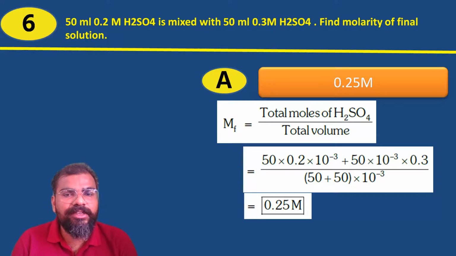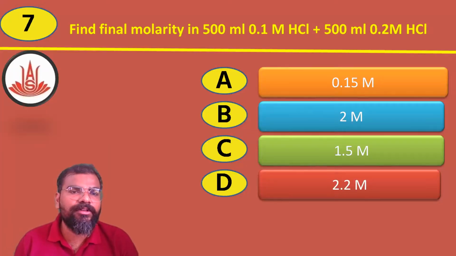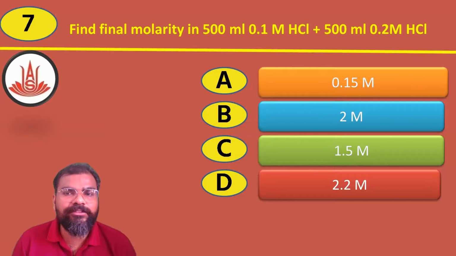Okay, 0.25 is the total molarity of the final solution. Then question number 7: find the final molarity in 500 ml 0.1 molar HCl plus 500 ml 0.2 molar HCl.